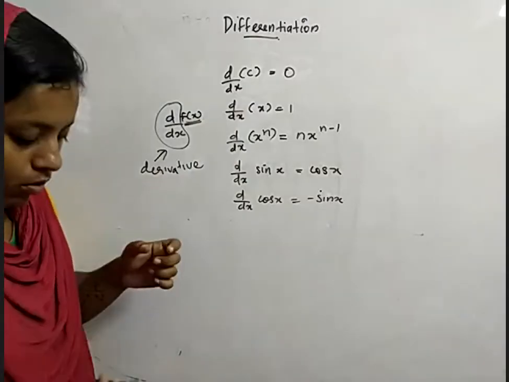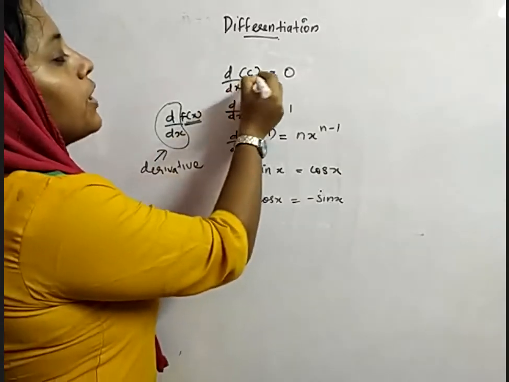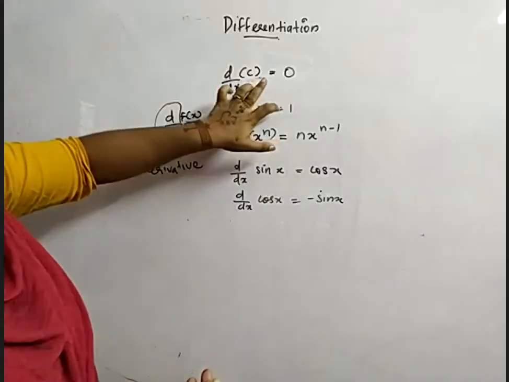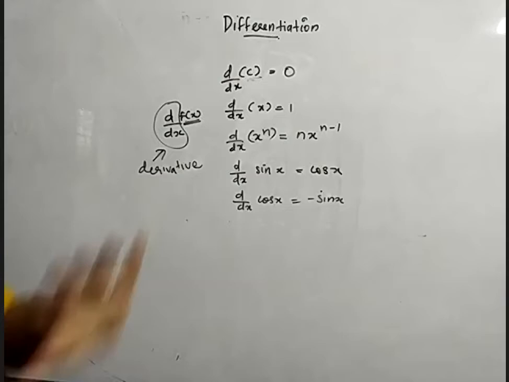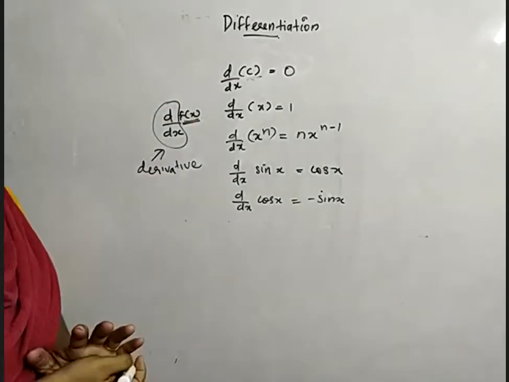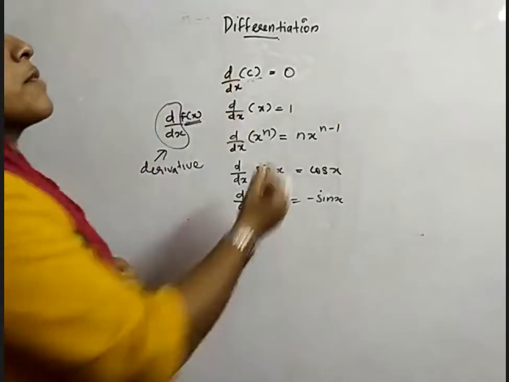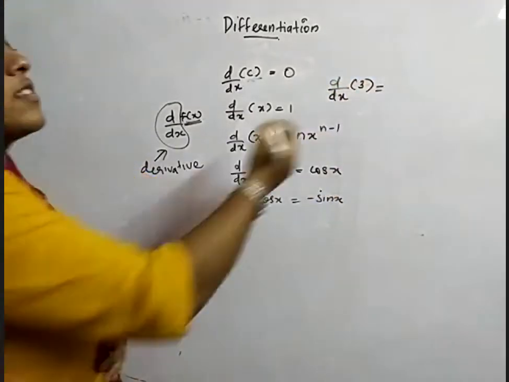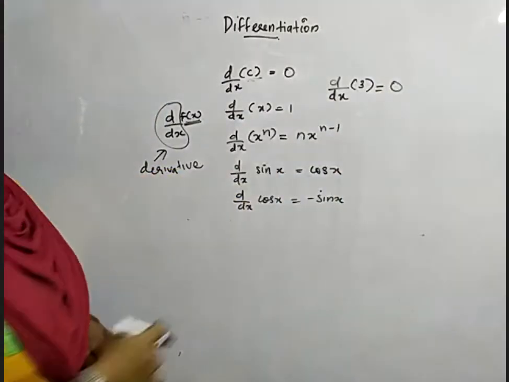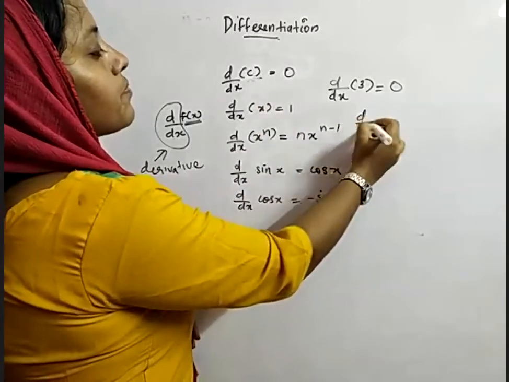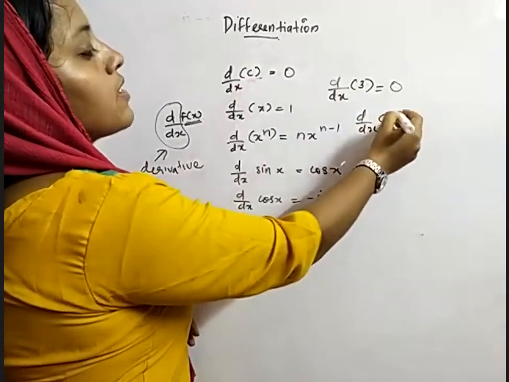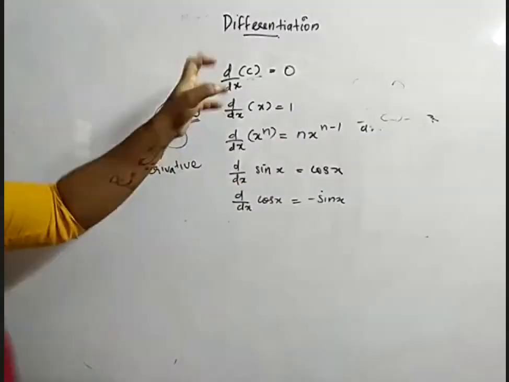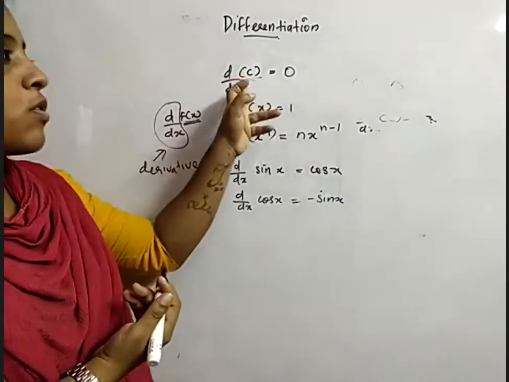Now, what is the derivative of a constant? You need to learn this by heart, all these things. Suppose they are telling you to take the derivative of 3. What is the derivative of 3? 0, because 3 is a constant. D by dx of C, where C is a constant, is 0. So the derivative of a constant is 0.